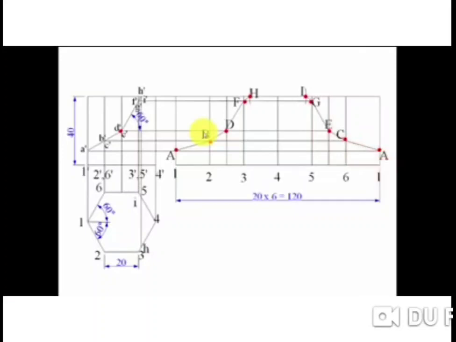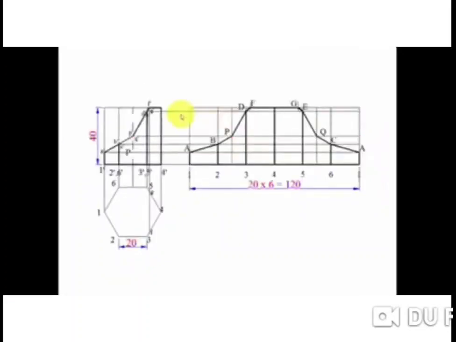This is the required outline. Now we have to dark the generators, that is, the retained portion of the object. Look at this figure. The base does not come under the cutting action, so the base is dark. Here 1 to A is dark, 2 to B is dark. These dark lines are the vertical lines which are seen in the front view.